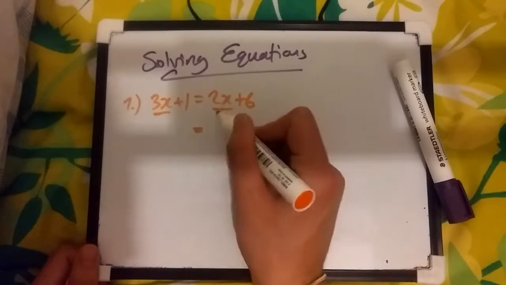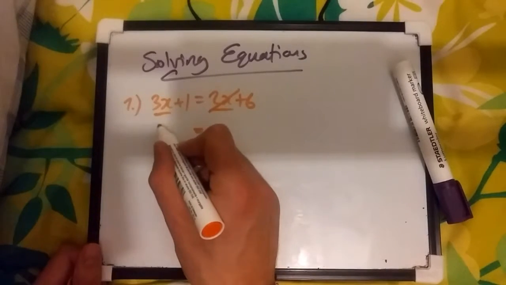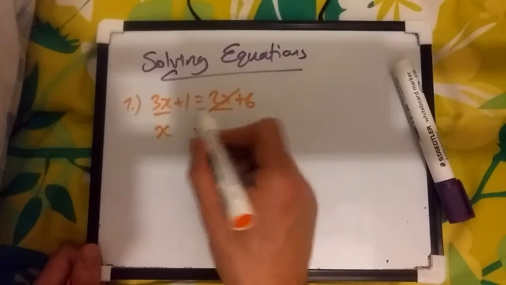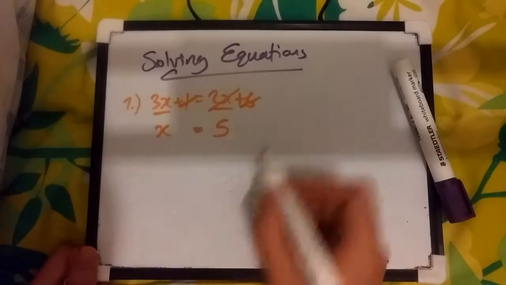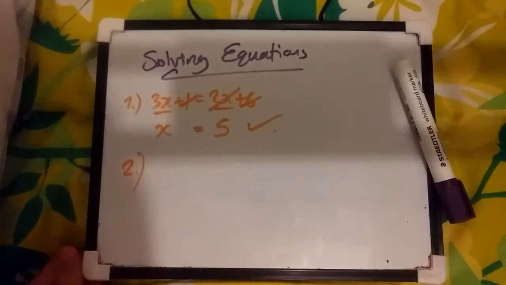So taking away 2x, this goes. We're going to have 3x take away 2x, which is just 1x or x. Now subtracting 1 from both sides, this will go and this will become a 5, and that's it. x equals 5. Done. So that's the first question done. Now let's move on to number 2.